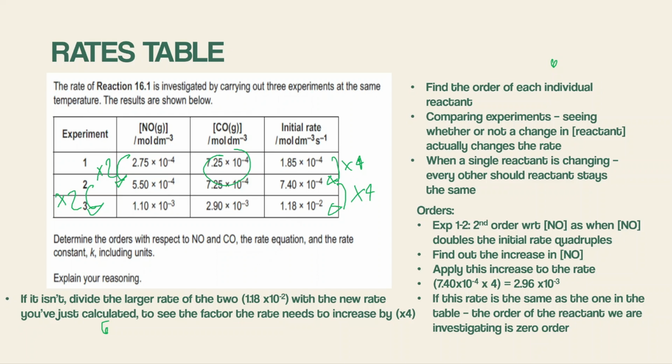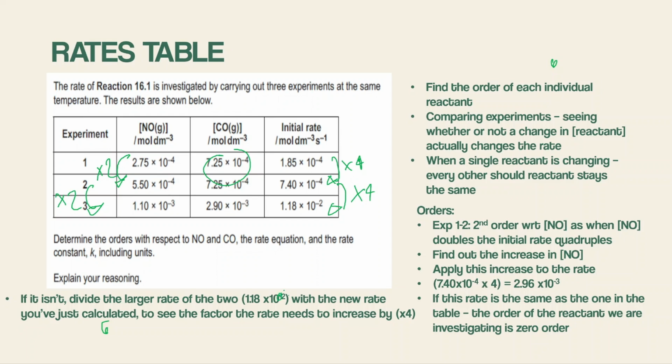If it isn't the same, divide the larger rate of the two, so in this case 1.18 times 10 to the minus 2, by the new rate you've just calculated, to see the factor the rate still needs to increase by in order to get our final value. I know that it's very poorly worded, but let me just explain this for a second. So you can see here 2.96 times 10 to the minus 3, 1.18 times 10 to the minus 2. Some people fall into the trap of thinking that since 2 is bigger than 1, I'm going to do 2.96 times 10 to the minus 3 divided by 1.18 times 10 to the minus 2. But that's not right. You know, it's minus, okay?